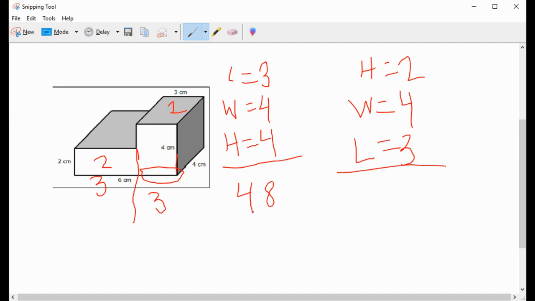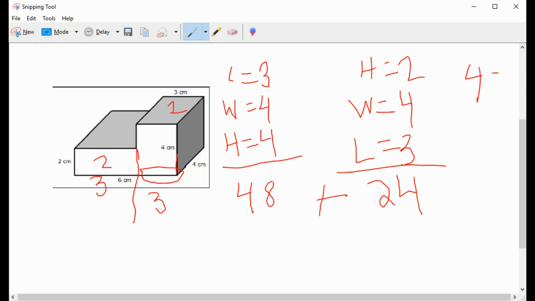So now that I have a length, a width, and a height for my second figure, I'm going to go through and find the volume like I always do. So I know that 2 times 4 is equal to 8, and 8 times 3 is equal to 24. So now that I have figure 1 has a volume of 48, and figure 2 has a volume of 24, I am just going to add these two together.